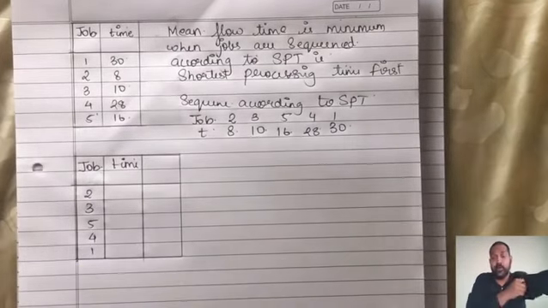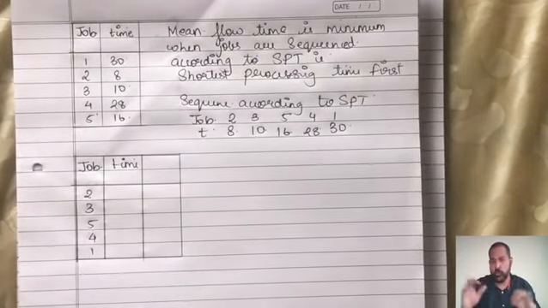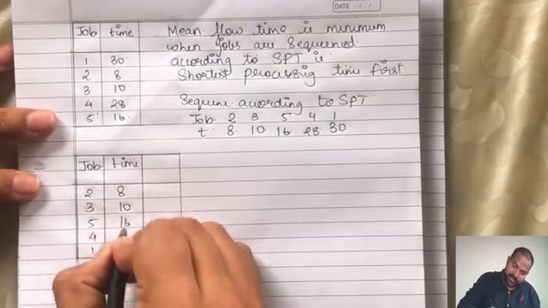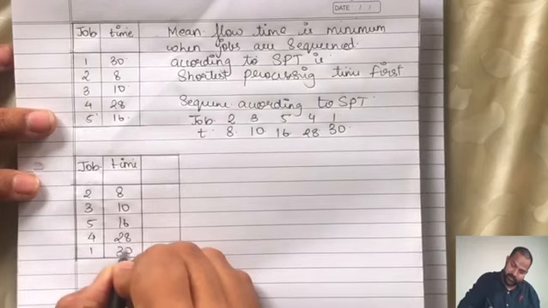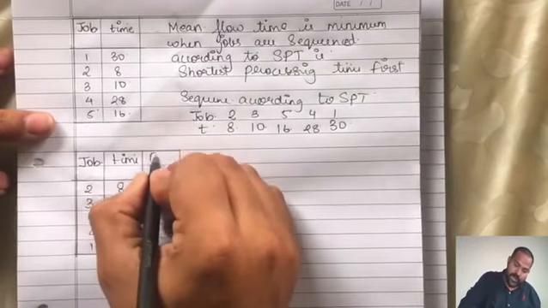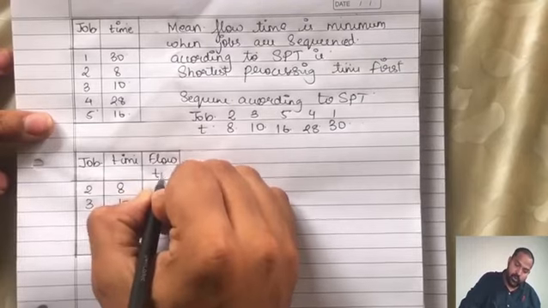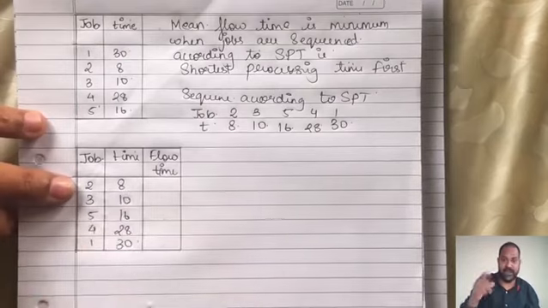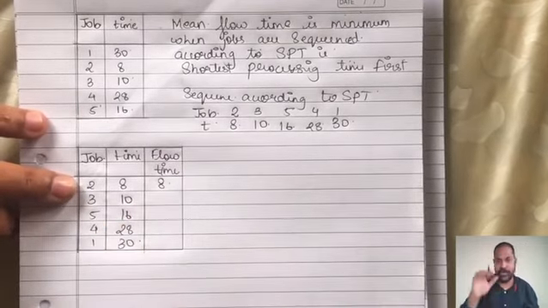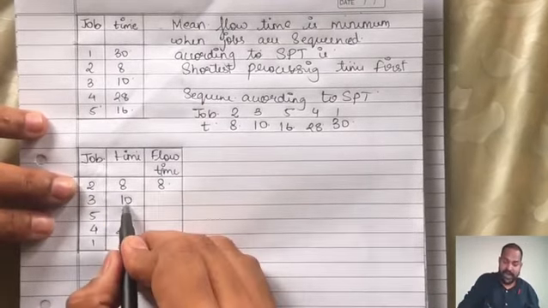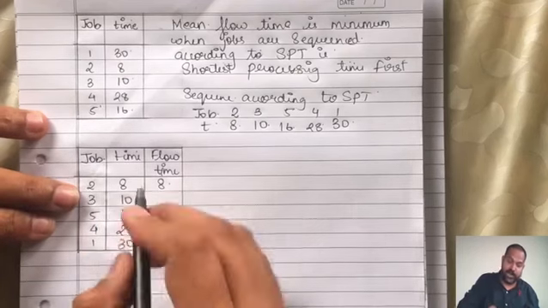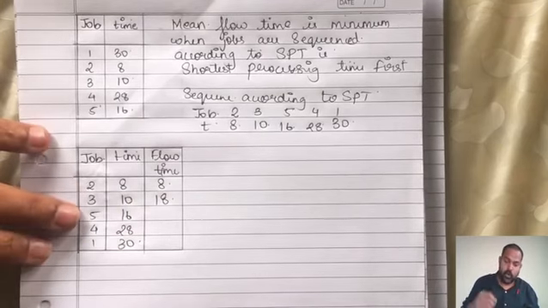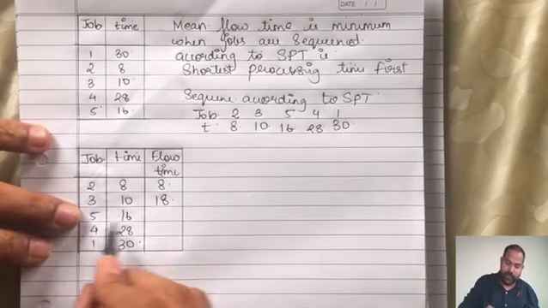In the first part, they don't mention anything about the weights. So I'm going to do the question without the weights: 8, 10, 16, 28 and 30. What I'm going to do is calculate a flow time. What do you mean by flow time? If I pick up job 2 at the 0th time, on the 8th day it will be done. On the 9th day I can pick up job 3. So 8 plus 10 is 18 days. This will be done. On the 19th day morning, I will pick up job 5.